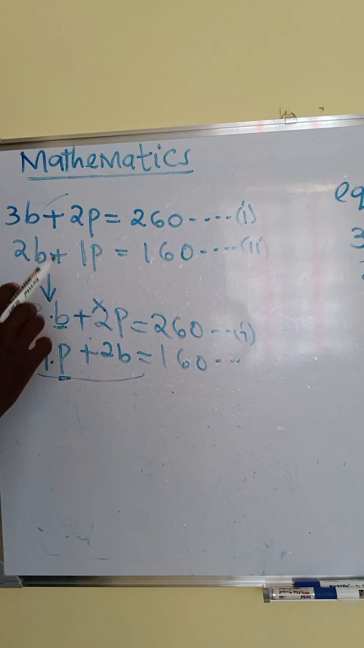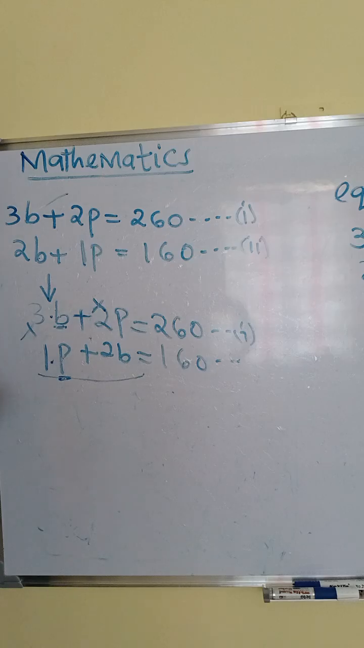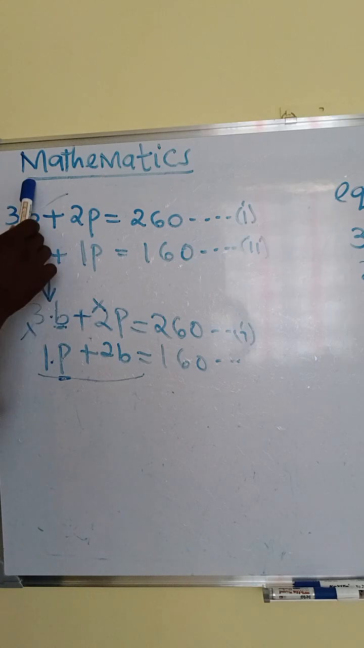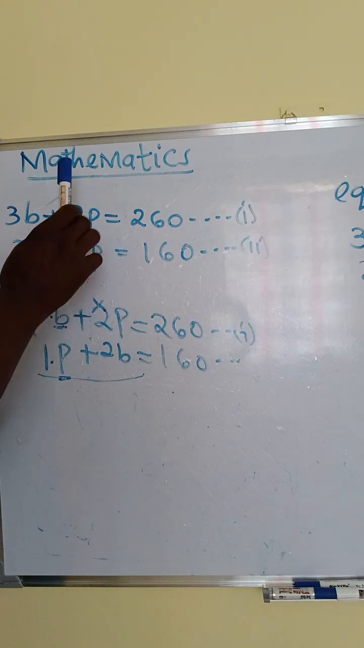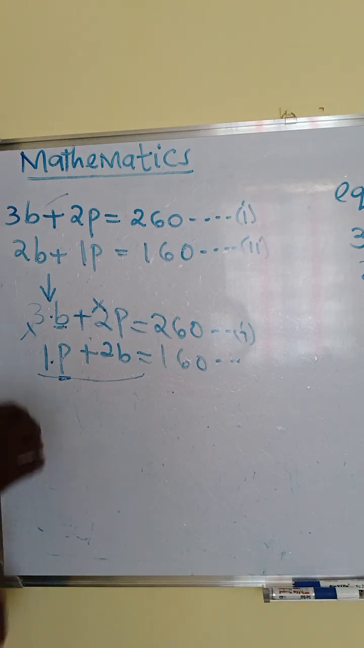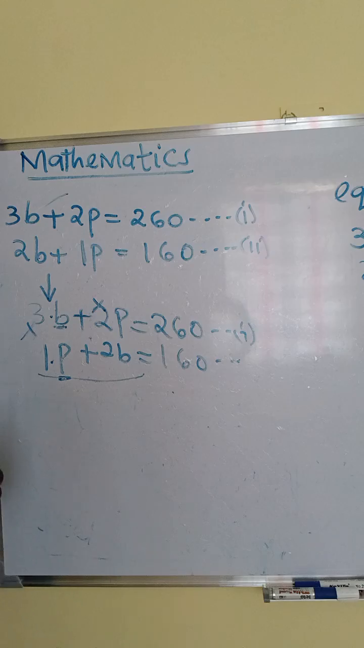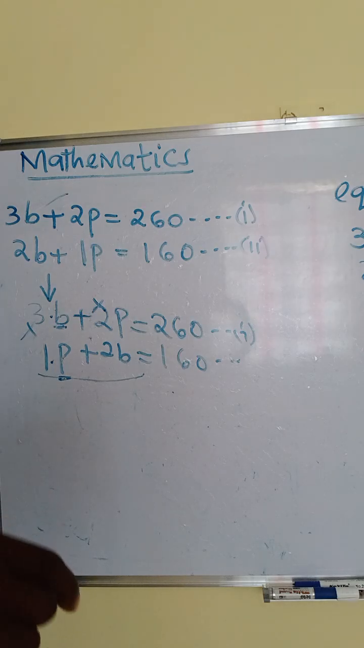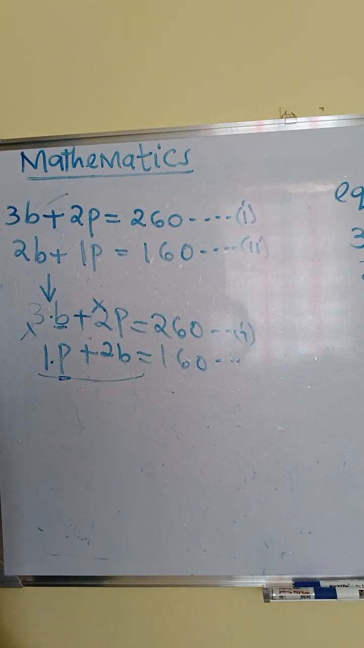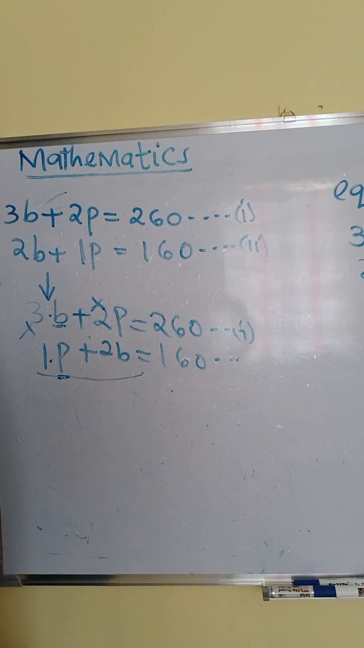So that is one thing you need to note. Ensure B and B are in the same column, P and P are lying in the same column. Whichever letter, whichever value, just ensure the letters that you have in equation 1 and equation 2 are aligned in the same column, and they should be similar. That's a note that you should be really keen with.